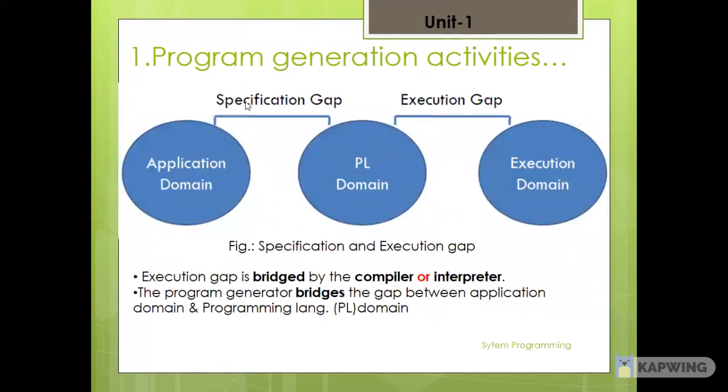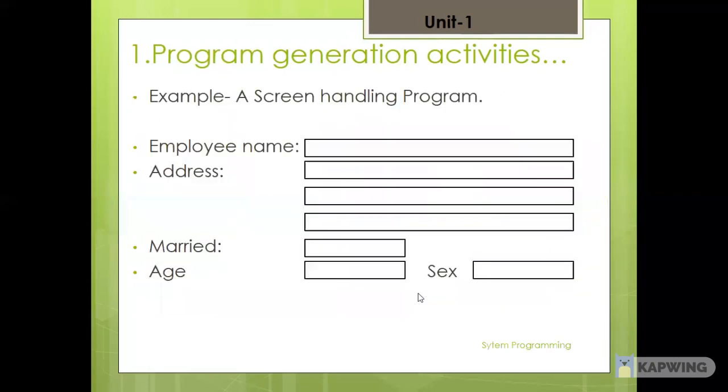So what are the activities in program generation? It consists of the specification gap and the execution gap. The specification gap is between the application domain and the programming language domain. The execution gap is between the programming language domain and the execution domain. The execution gap is bridged by the compiler or interpreter. The program generator bridges the gap between the application domain and the programming language domain.